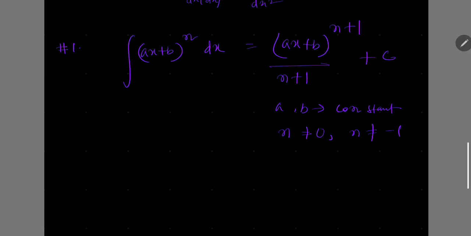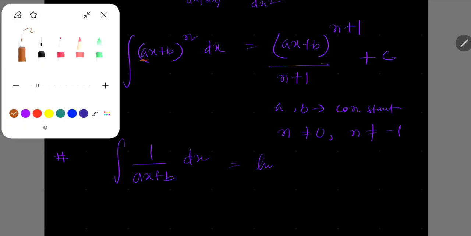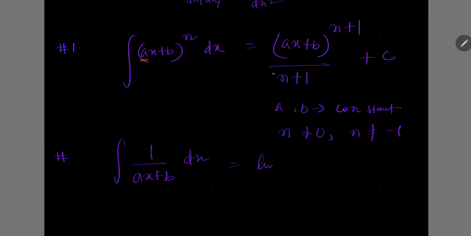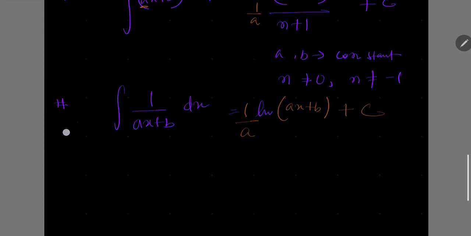Number 2, integration of 1 by (ax plus b). You can see that n equals minus 1 comes in this formula. Remember, this integration will also have division by a, whatever the coefficient of x is; you have to multiply by 1 by a. So the answer is ln(ax plus b) into 1 by a, plus c. No problem.